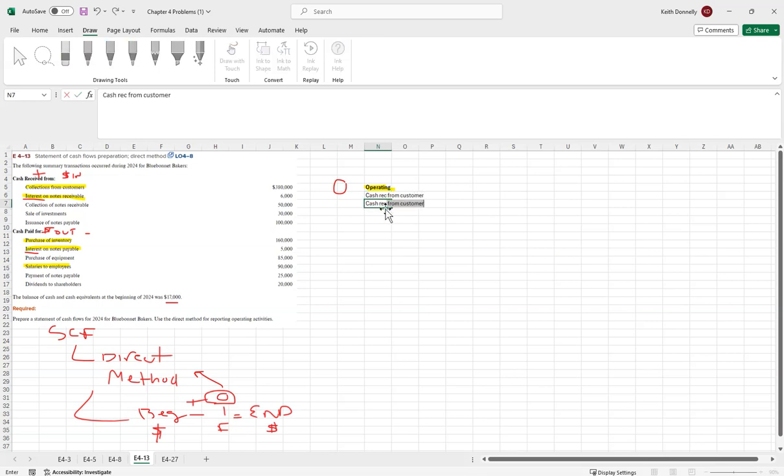We got cash received for interest. We got cash paid for merchandise inventory. We got cash paid for interest. We got cash paid for salaries. Okay, 1, 2, 3, 4, 5. Anytime it's an inflow, we'll put it as a positive. Anytime it's an outflow, we'll put it as a negative, right?